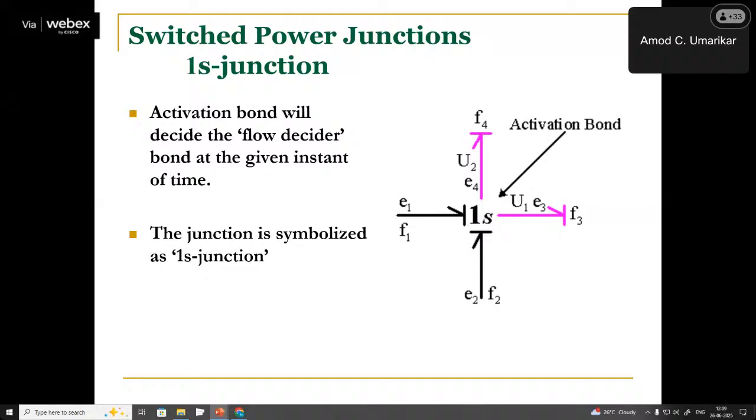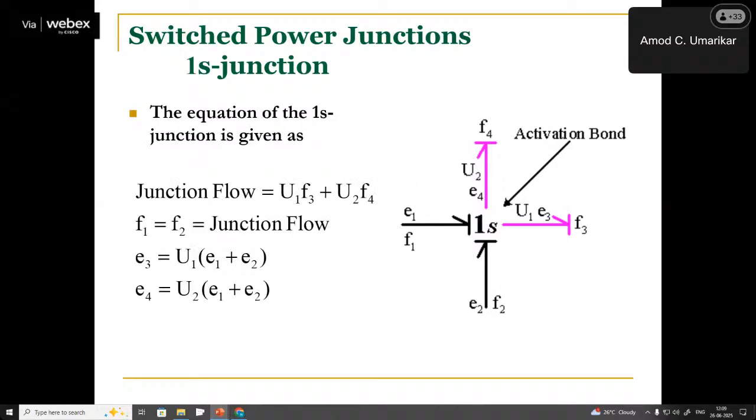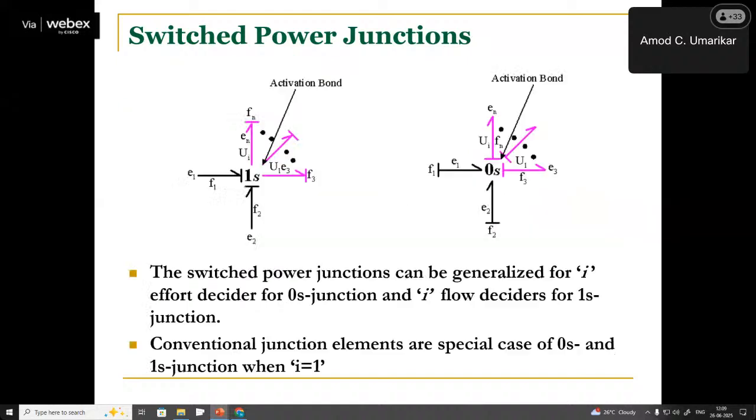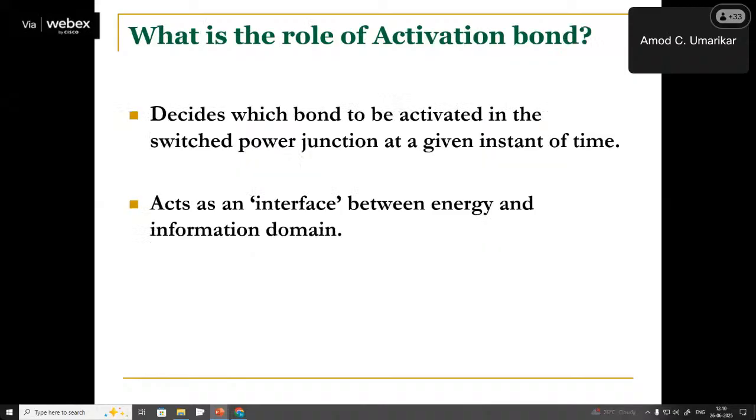Similarly, you can apply the dual of it at a 1 junction. So the junction flow will be U1 F3 plus U2 F4, and similarly E3 will be U1 times E1 plus E2, and E4 will be U2 times E1 plus E2. And you can generalize this for n number of switching bonds. So this is our proposal. Now, how can we use this to model a power electronic system?